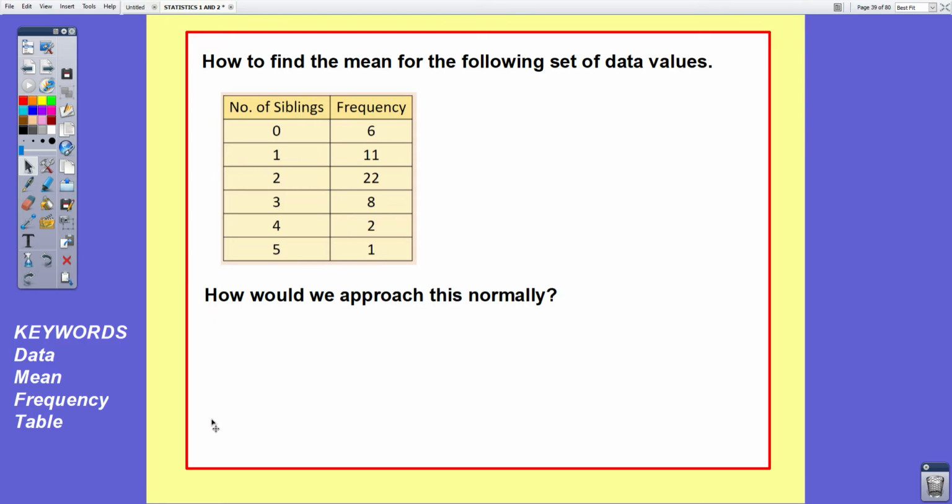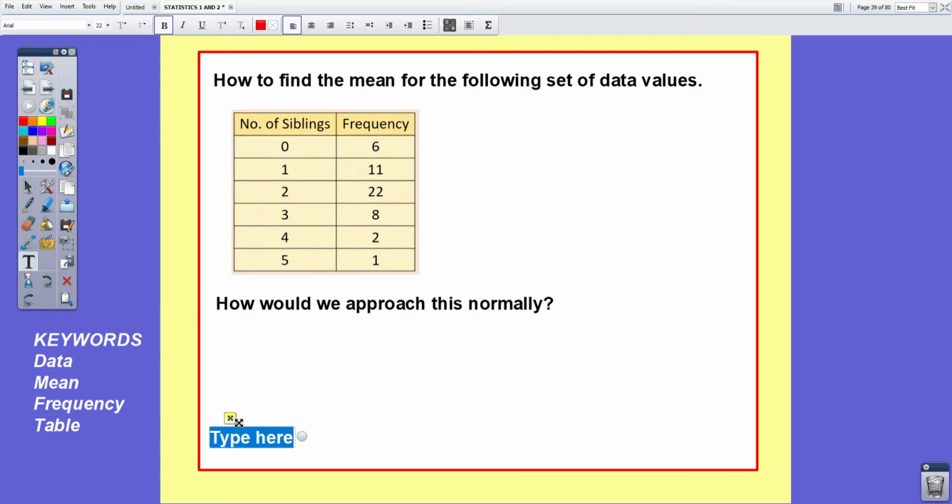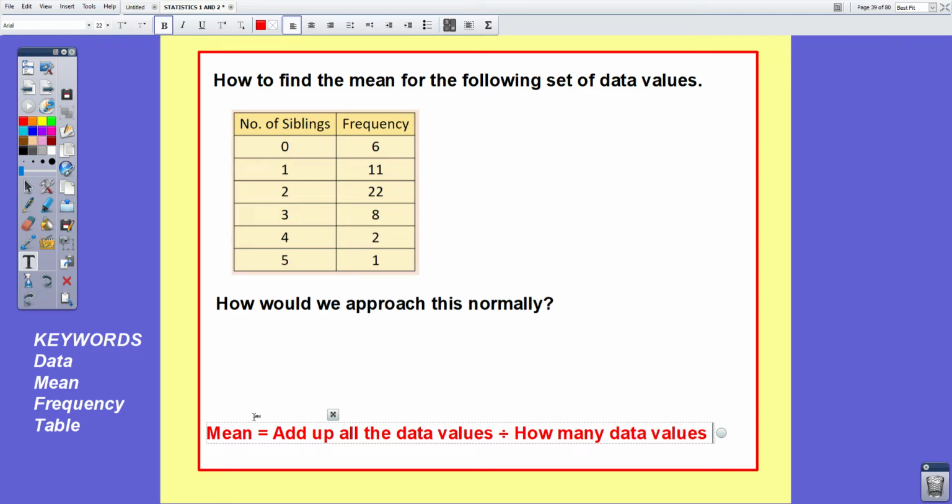Well, let's just redefine what we mean by the mean. The mean is where we add up all the data values, and then when we've got that total, we divide by how many data values there are.